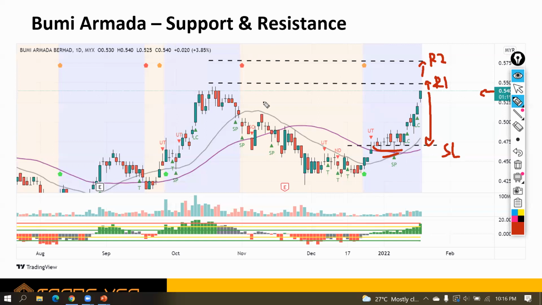Now this is what we call, sometimes it's not worth it to take the trade, because the risk to reward is just not there. But again, if you are doing intraday or hourly, probably yes.